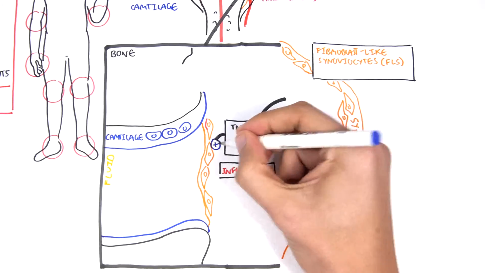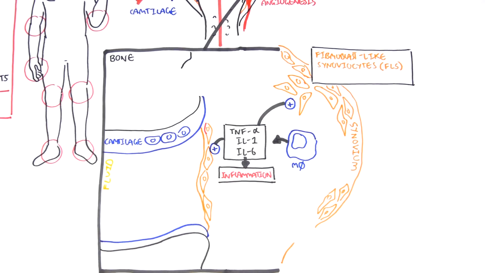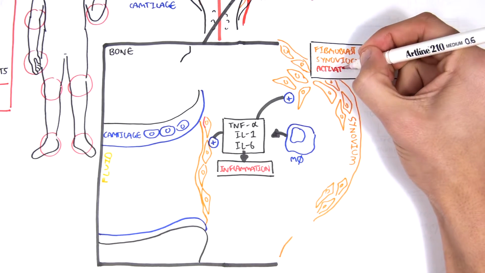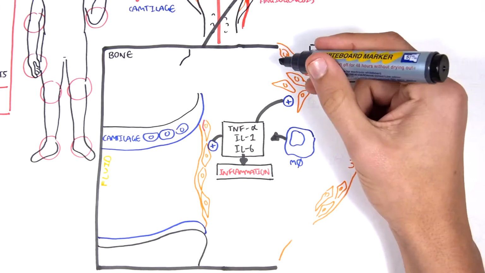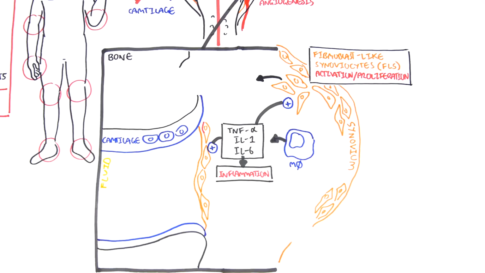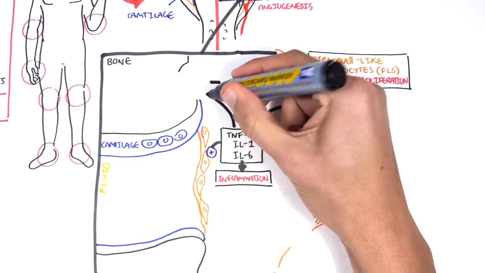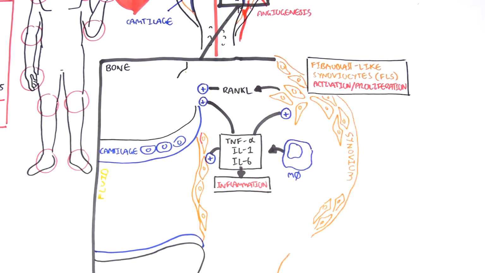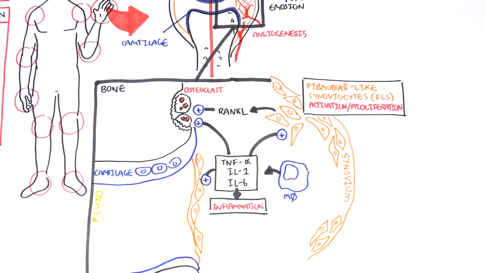These cytokines also stimulate the fibroblast-like synoviocytes. When the fibroblast-like synoviocytes are stimulated, they essentially become activated, and then they begin to proliferate. At the same time, they also begin stimulating RANKL expression, which together with the cytokines here will stimulate osteoclast activity, which will lead to bone erosion, what we find in rheumatoid arthritis.